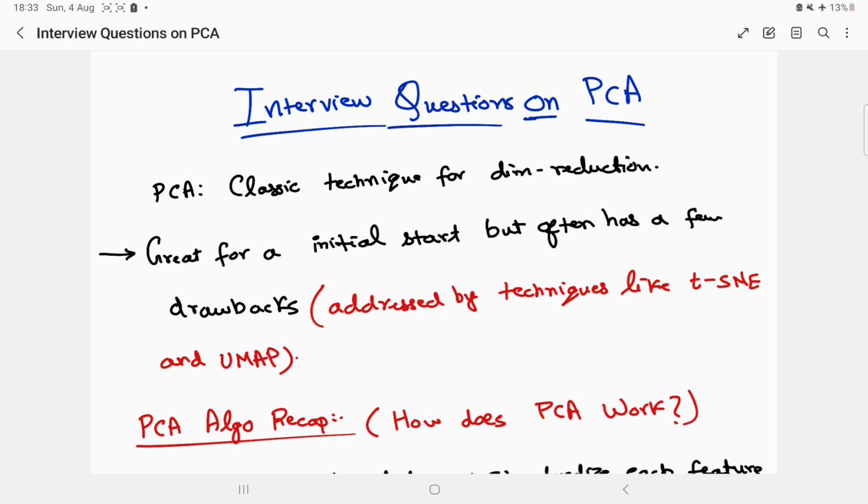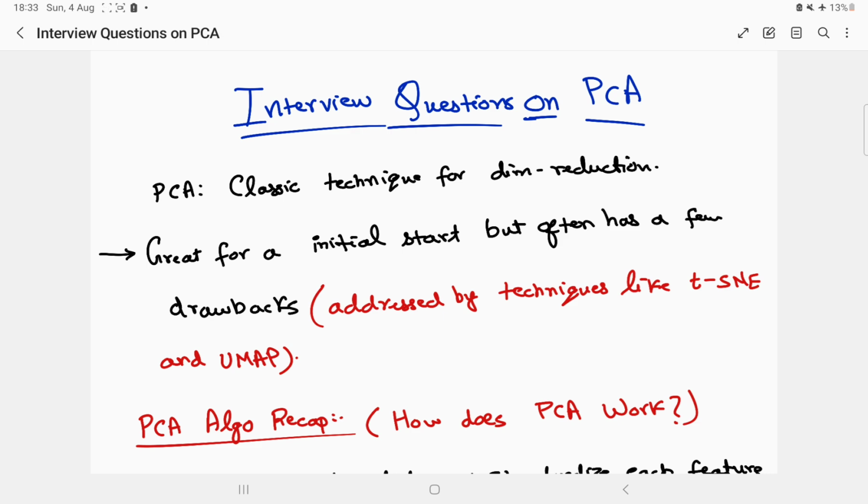So let's start with the first interview question, that is, what is PCA? So PCA is one of the most classic and oldest techniques for dimensionality reduction. There are other uses of PCA, not just dimensionality reduction, but primarily it is used for dimensionality reduction. And it's great for an initial start, but often has a few drawbacks. And these drawbacks were later addressed by techniques that came after PCA like t-SNE and UMAP.